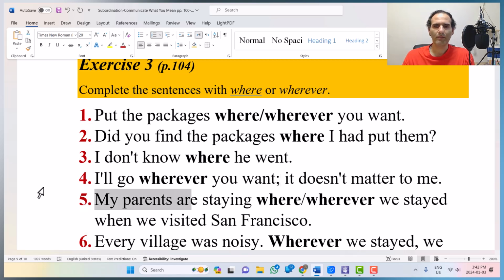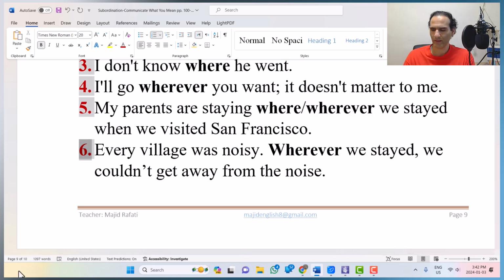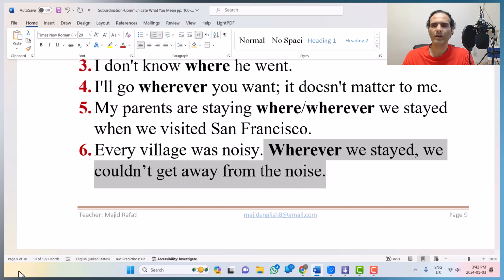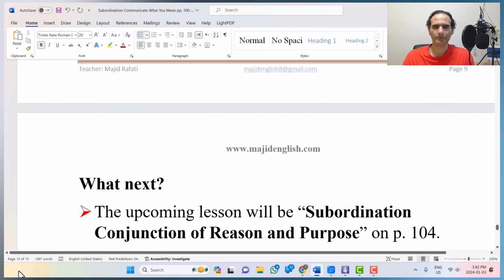Number 5, my parents are staying where we stayed or wherever we stayed. If we say where we stayed, it means they stayed just in one place in San Francisco. Wherever we stayed, so they stayed in different places in San Francisco. Both the answers are correct. And number 6, every village was noisy. Wherever we stayed, we couldn't get away from the noise. Okay, and finished. Our talk today finished.